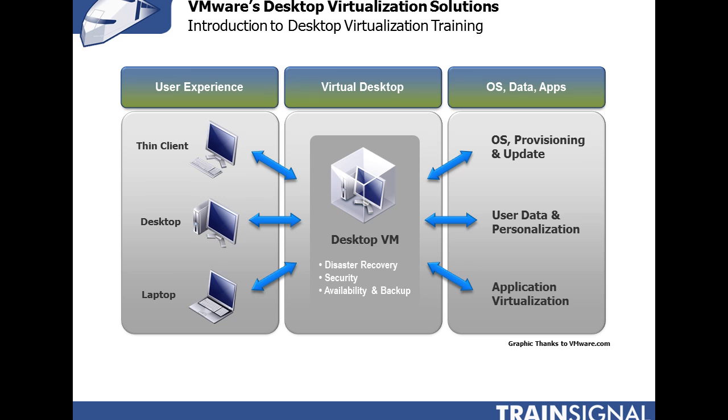And then that virtual machine, using the personas feature of View 5, can be broken up into the 3 different sections you see there on the right. You've got the operating system, you've got the user data and personalization, and then you've got application virtualization, which, we'll talk about in a second, is tied back to VMware's ThinApp.